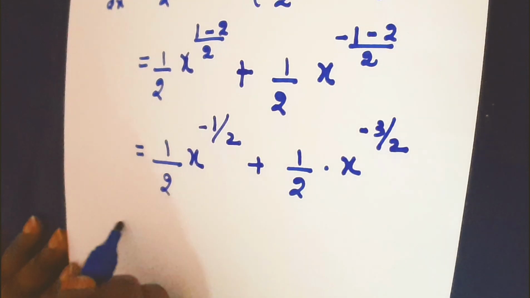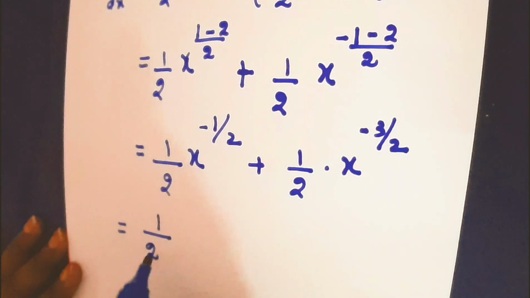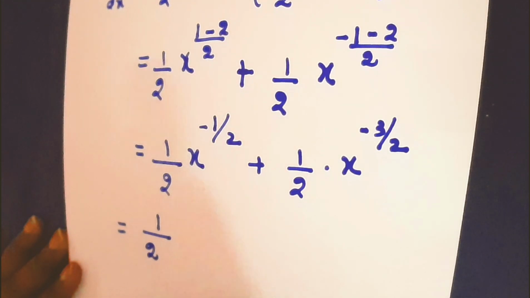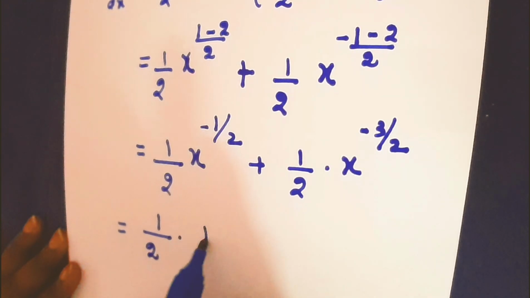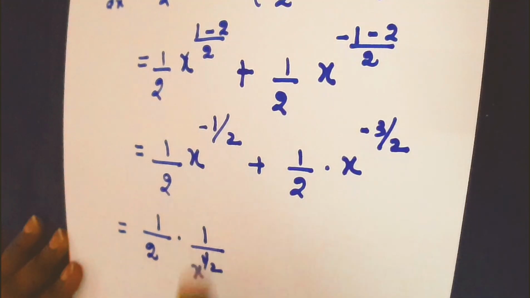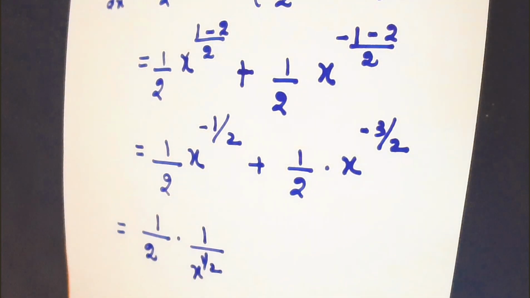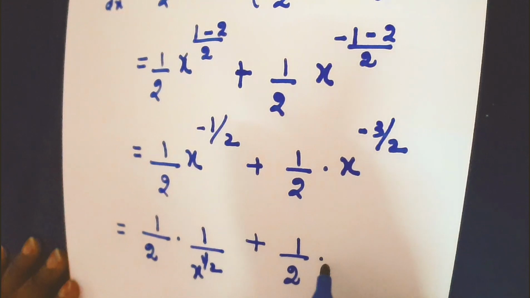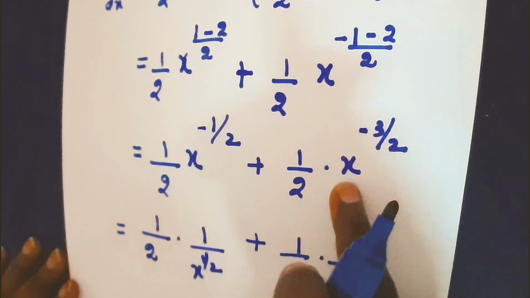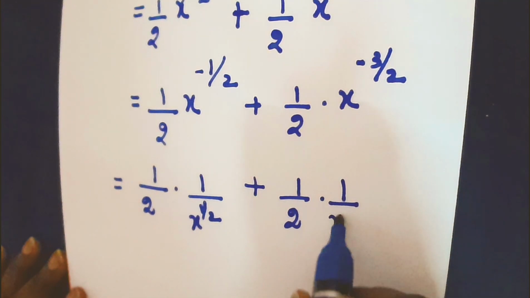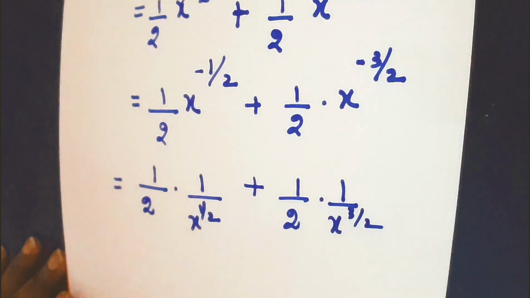Now I can bring x to the power negative half to the denominator. So I can write this as half times x to the power positive half. A negative power, when it comes to the denominator, will become positive half. Plus half times, again 1 by, I can bring x to the power minus 3 by 2 to the denominator, and it will become x to the power 3 by 2.